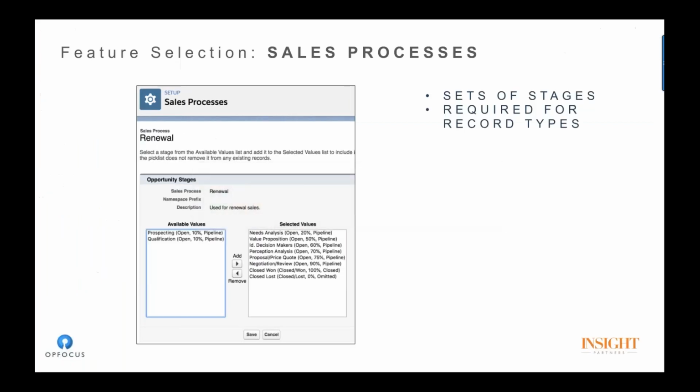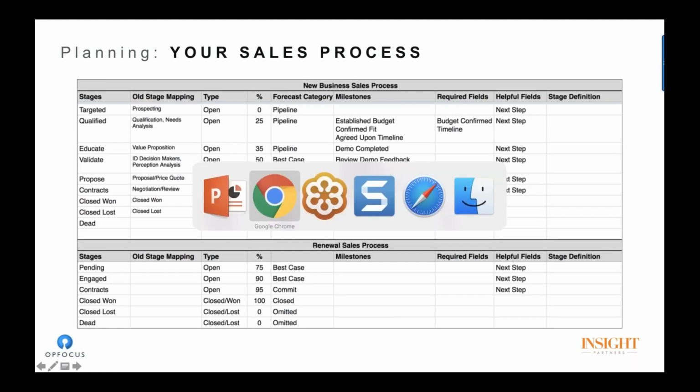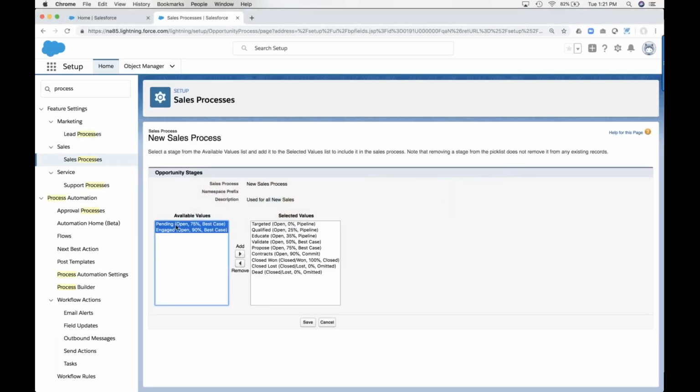So let's double check that against our list here. So pending and engaged, contracts, closed won. So we really only have 3 open stages for our renewal. So I'll just make sure those ones should not be part of the list. It looks like the list is in nice order.